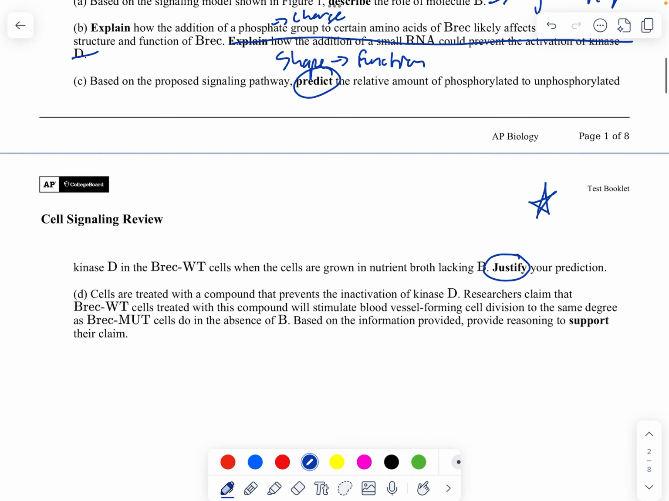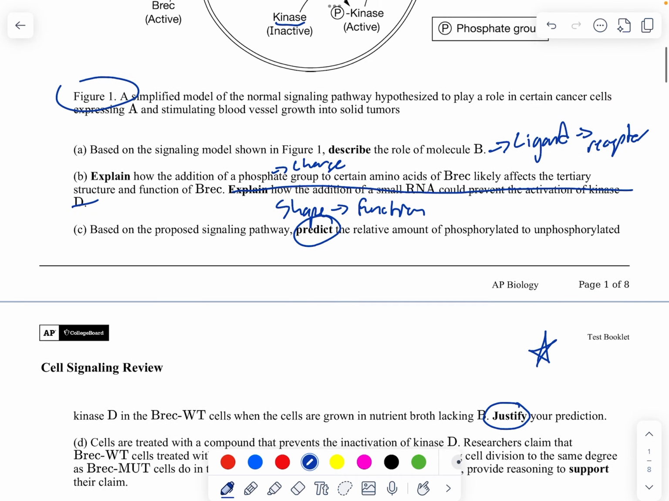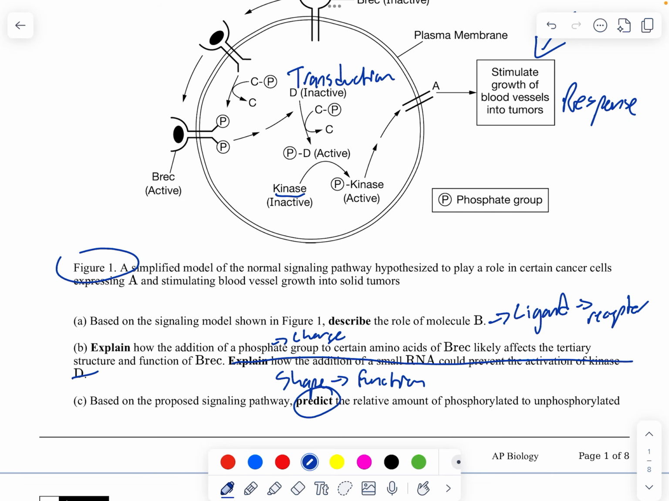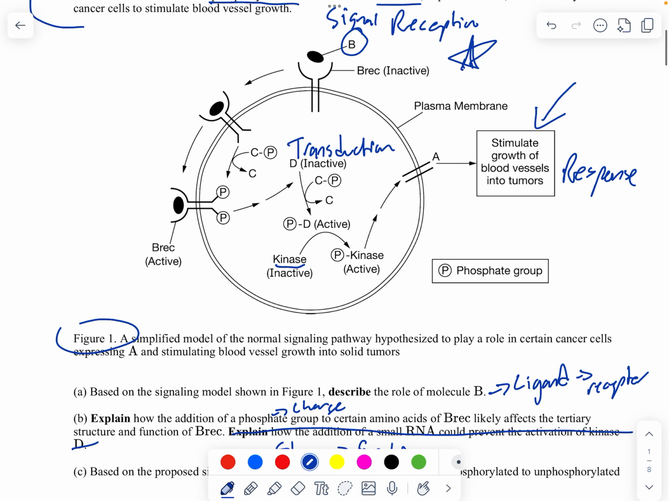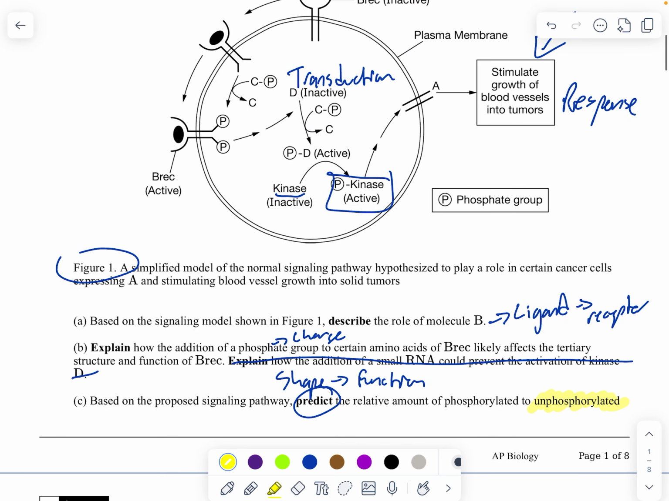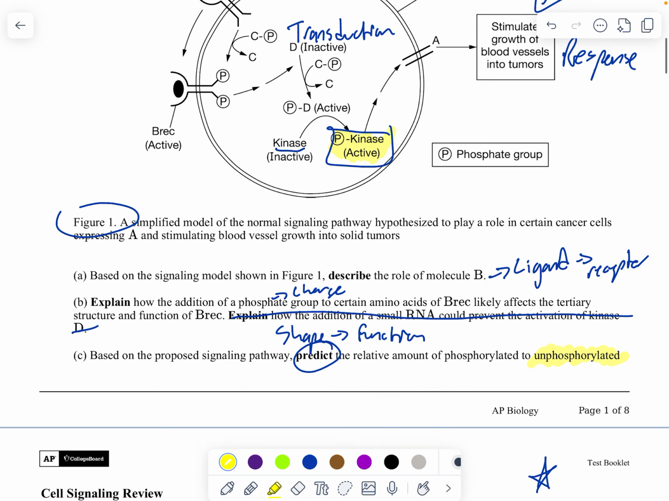They're asking about phosphorylated kinase D to unphosphorylated kinase D in the absence. Okay, well, in the presence of B, we're making the phosphorylated. So in the absence of B, there will be way more unphosphorylated kinase, because again, when it is phosphorylated, that is in response to B being around.